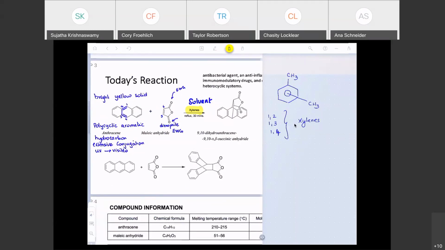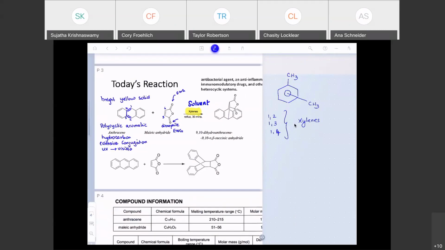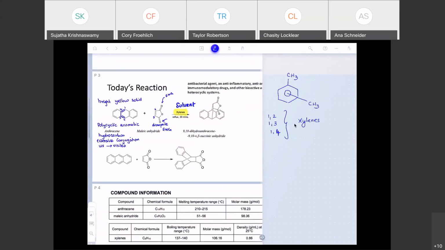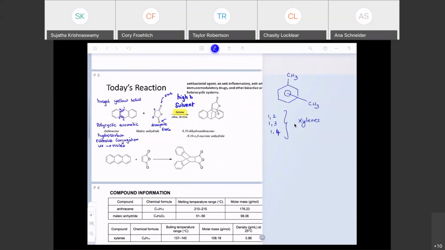You're going to reflux it 30 minutes. The advantage of using xylene is it's not toxic like benzene. Benzene is carcinogenic, and toluene is also not toxic. So we could have used toluene, but the advantage of xylene is it has a very high boiling point. This is a high boiling point reaction.